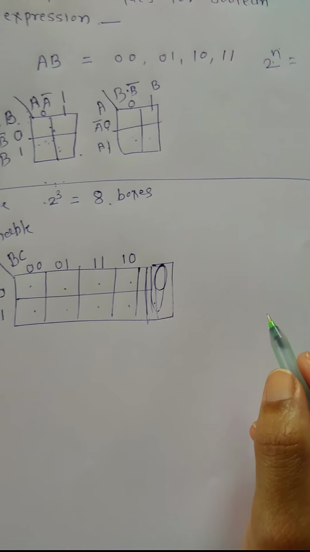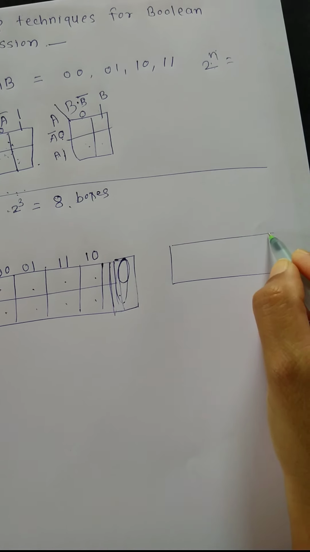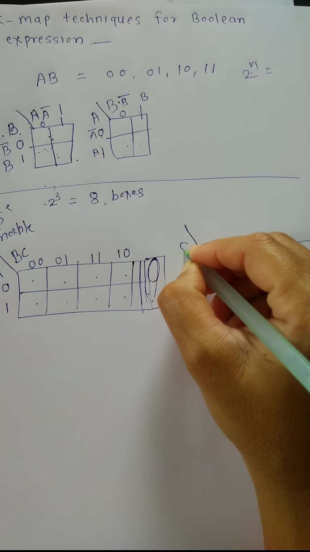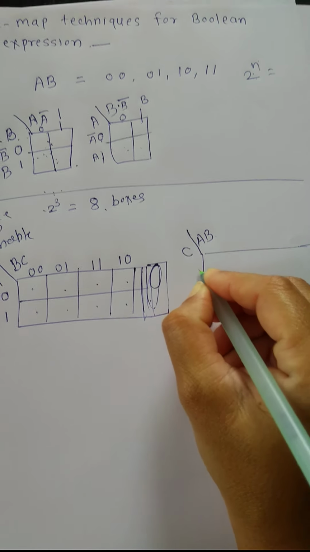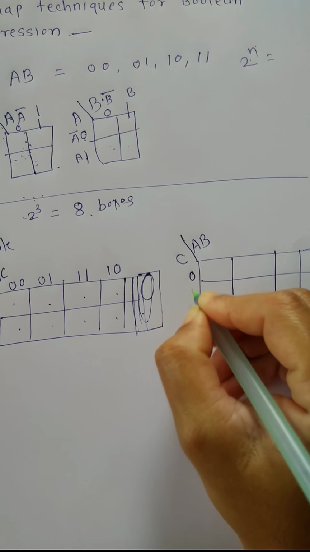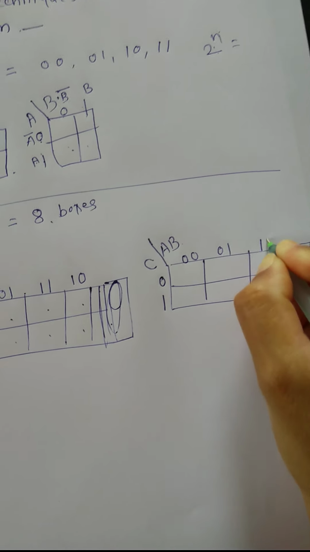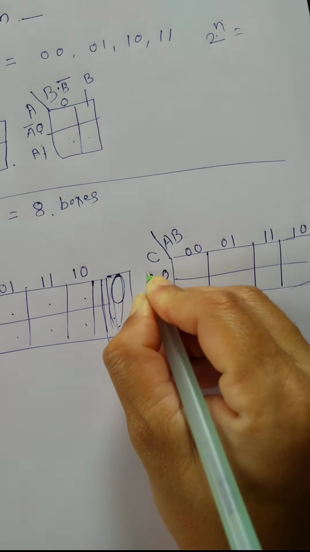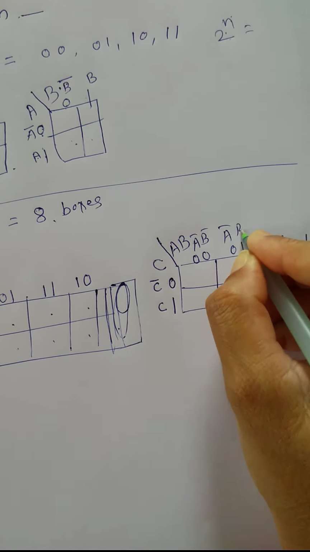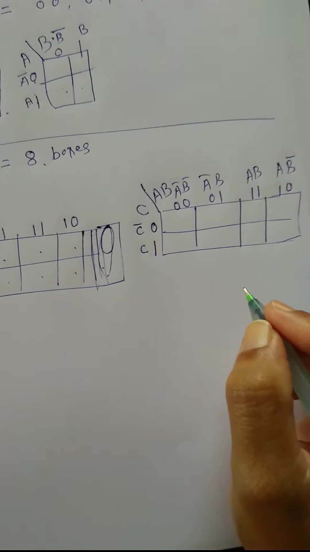This is one way. Another is how we represent that 3 variable structure. Here is the C, or here is the input BC. There are 8 boxes. So C is a 0 or 1 logic. For AB there are the possibilities 0 0, 0 1, 1 1, 1 0. So this is C bar, this is C, this is B bar, A bar, B, A, B, A, B bar. This is the 3 variable structure.